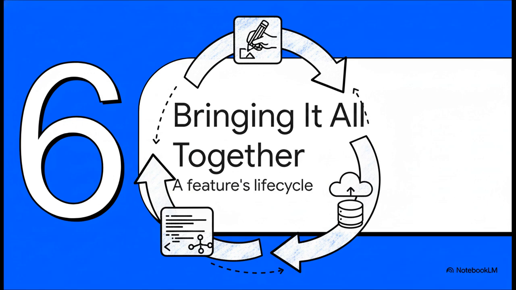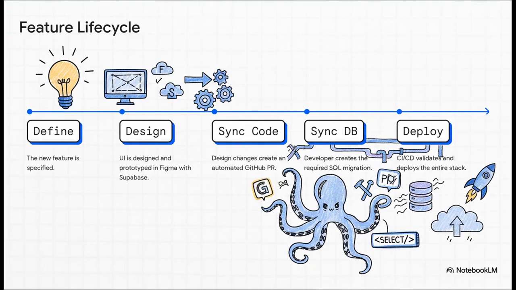Now that we've seen the 3 individual loops, let's bring it all together. We're going to walk through the entire lifecycle of a single feature to see how they all combine into one beautiful, unified workflow. So it all starts with defining a feature. The designer works in Figma. Maybe they're even prototyping with Supabase to test the UX. That design change automatically spins up a pull request in GitHub. At the exact same time, a developer is creating the required database migration. Then, both the code and the schema changes get deployed together through a single automated CI/CD pipeline. It's a completely synchronized flow, from the first idea all the way to production.